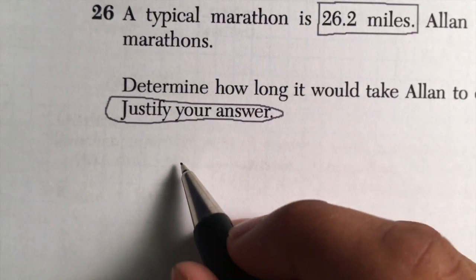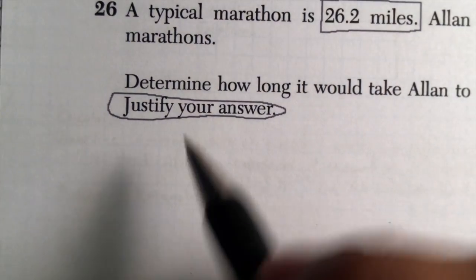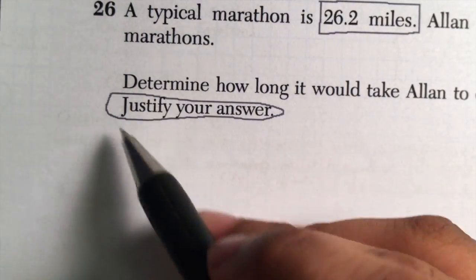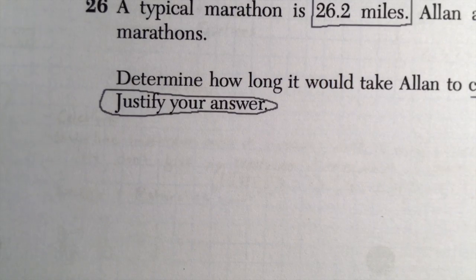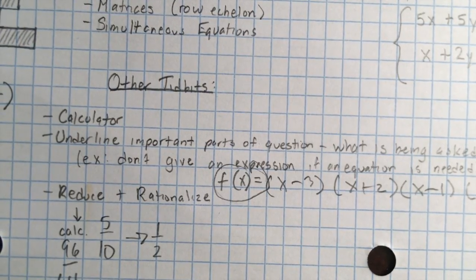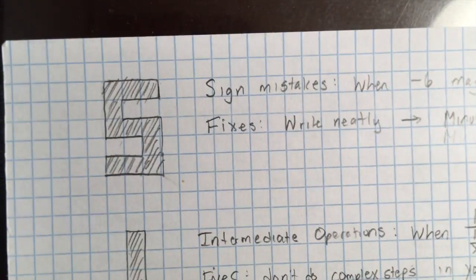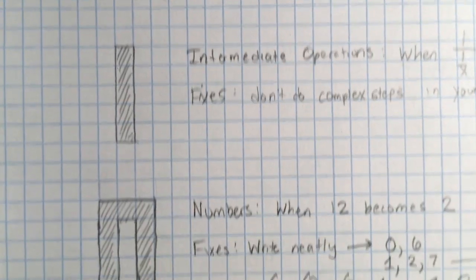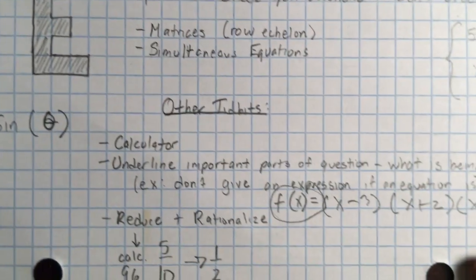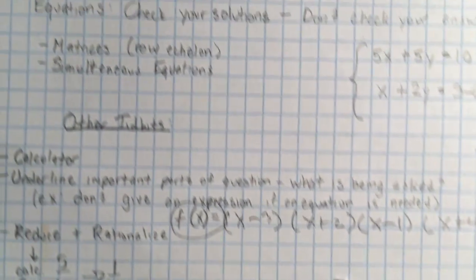Also, justify your answer. Don't just give an answer. Make sure that you give an explanation if an explanation is needed. So that's underline the important parts of the question. But other than that, these are the most important things. Remember, the acronym is SINE: science, intermediate operations, numbers, equations, and also these other tidbits that I mentioned.